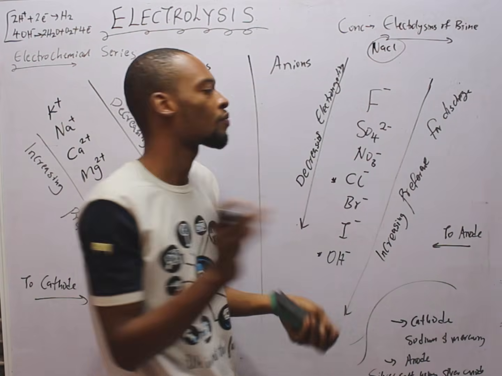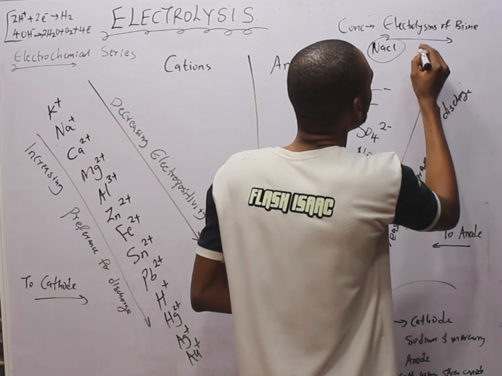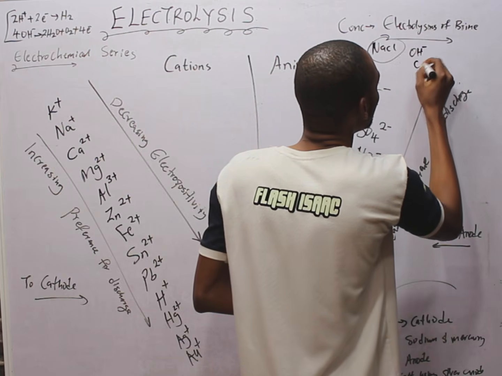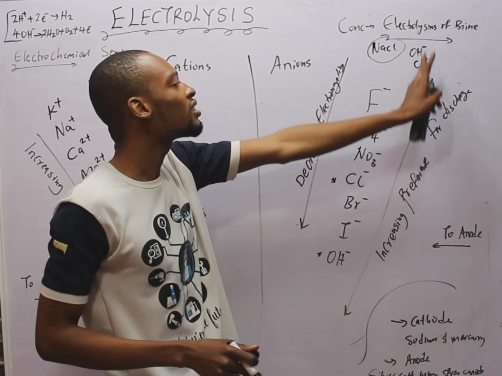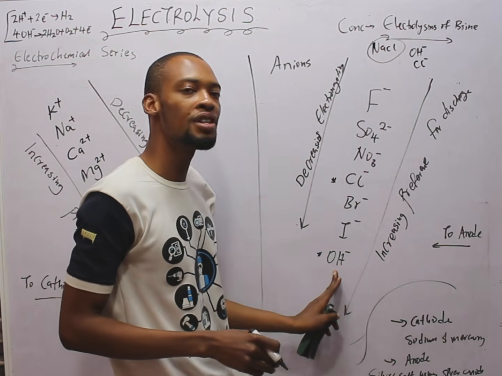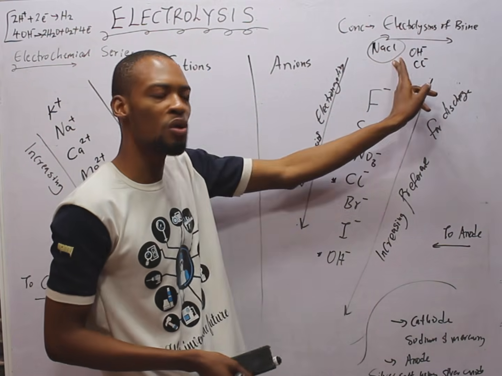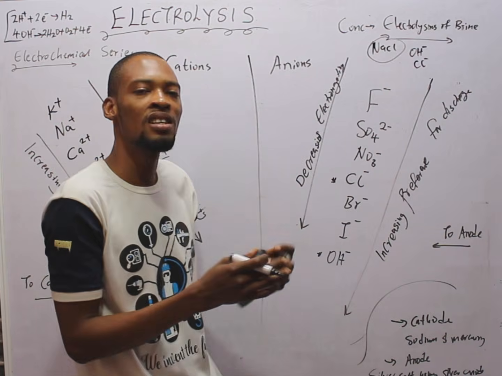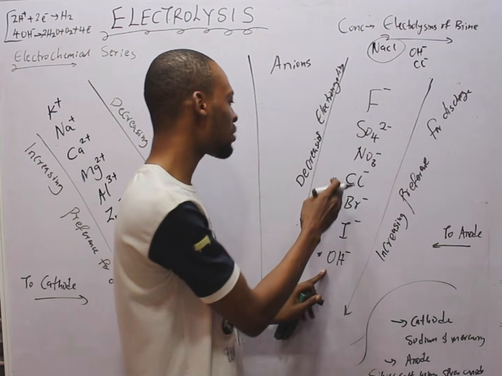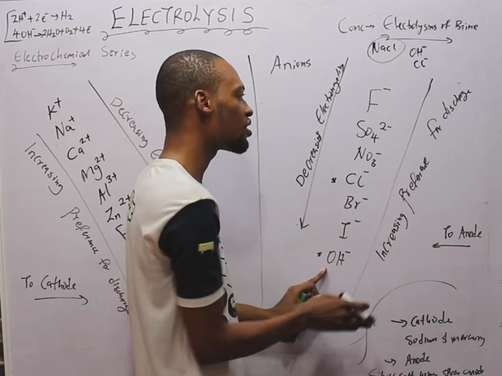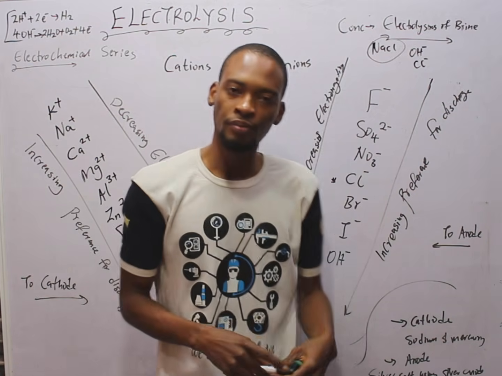At the anode, we have OH minus and Cl minus. But because Cl minus is more concentrated, Cl minus will be discharged instead of OH minus. This is where concentration comes in. The more concentrated the ion is, the more likely it is to be discharged, especially when they are close in the electrochemical series. But look at something else.